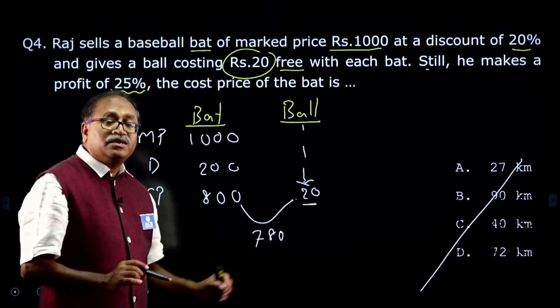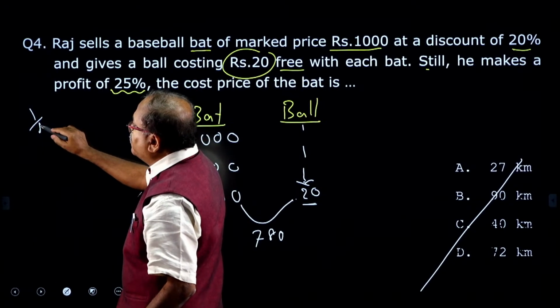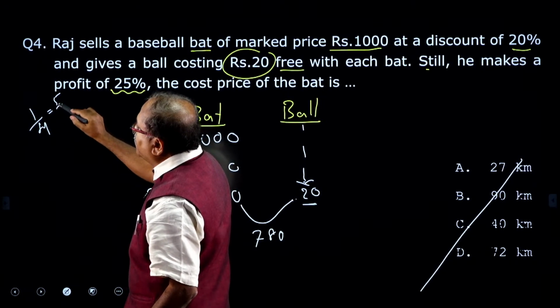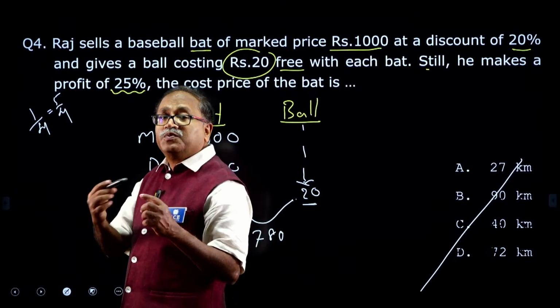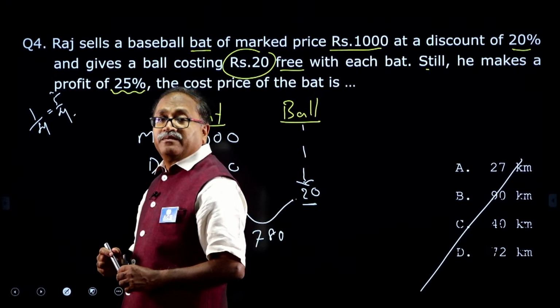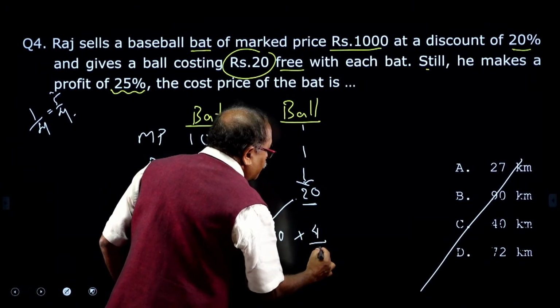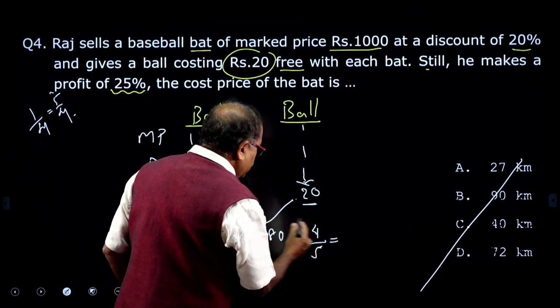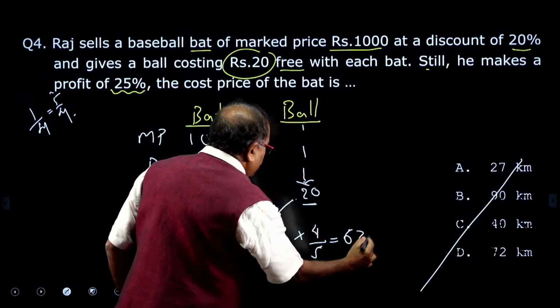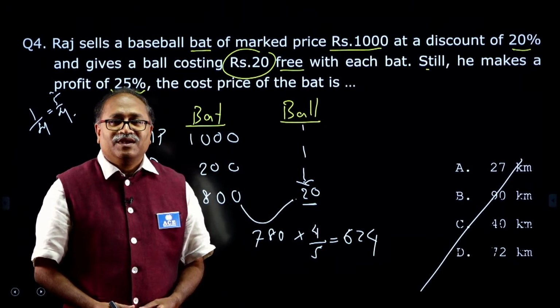That means this is 125%. So, 25% profit means 1 by 4 profit, selling price is 5 by 4. In order to get the cost price, I will multiply the selling price by 4 by 5. Let us complete that part. That is 4 by 5, and that gives us 624 over here. Is that clear?